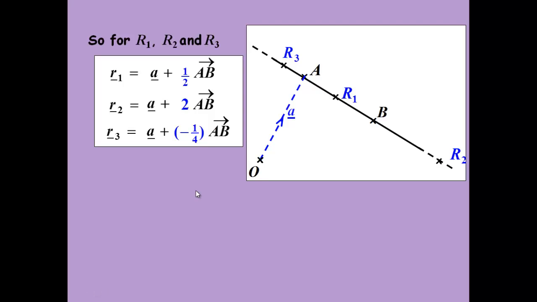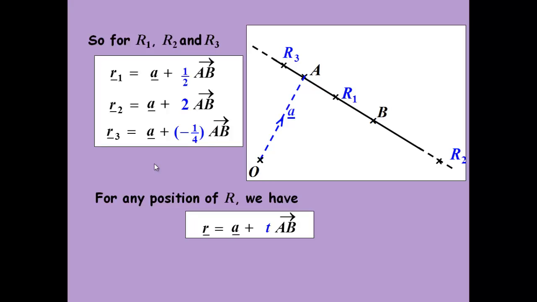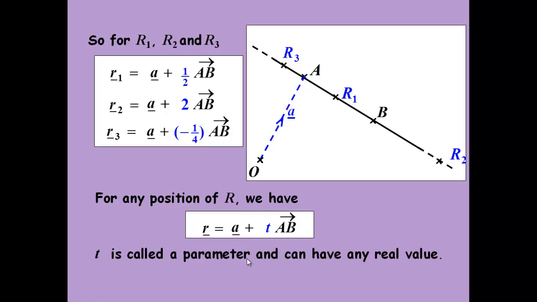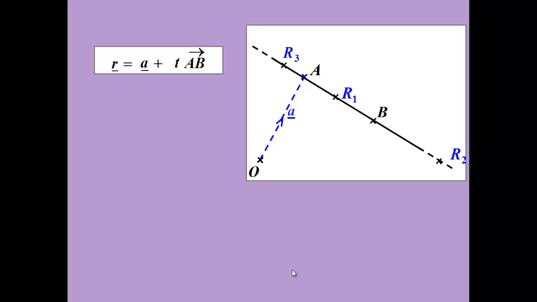So what does this give us? Well, 3 equations for R1, R2 and R3, but for any position of R, so if we had R4, R5, we would always get a similar equation. The only difference in the equation is this value here. So we call T a parameter. It can have any real value. It will be a scalar, it will be a number, it will be a multiplier. And this gives us a general equation for any point on this line.